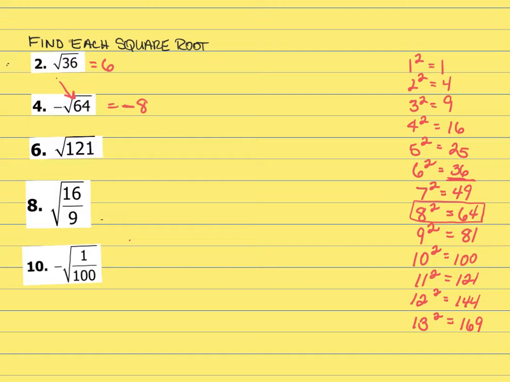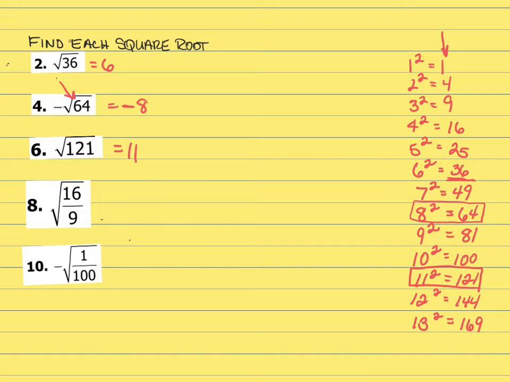Okay, let's continue. So the square root of 121. If you go here and look on down this side, all the way down and find 121, it tells you what we multiplied together to get 121. We multiplied 11 times 11. So the square root of 121 is 11.